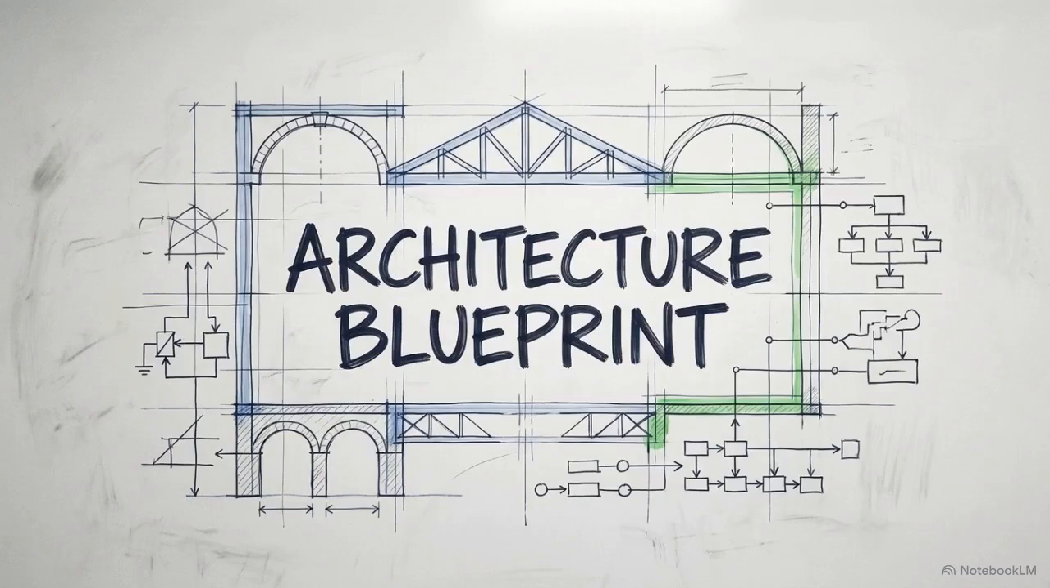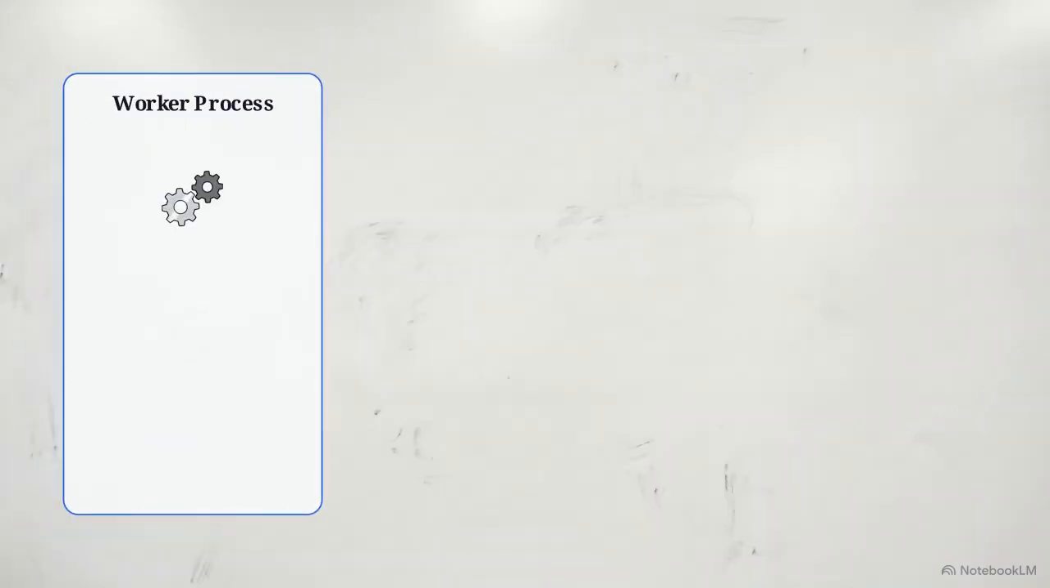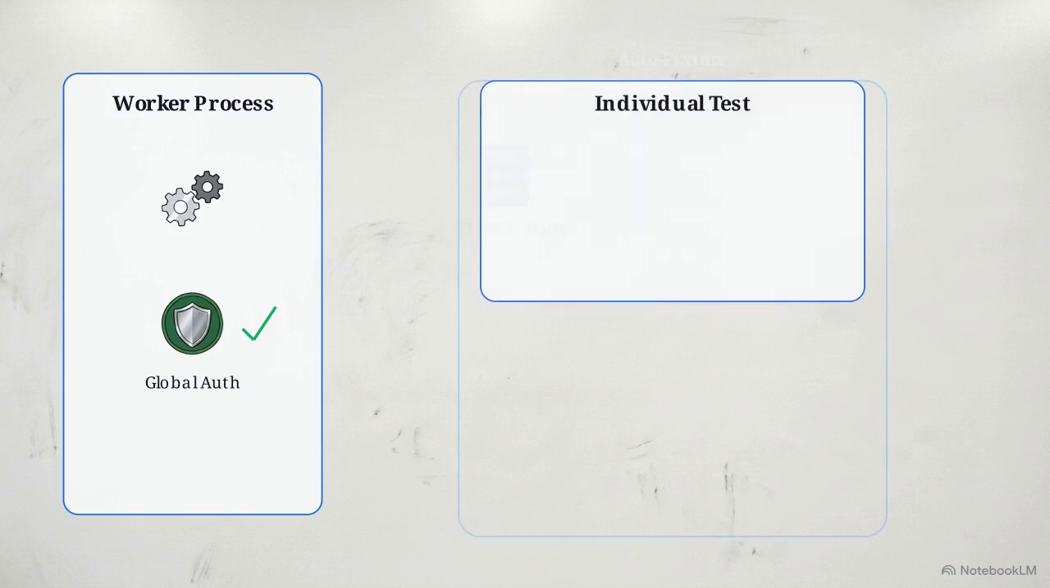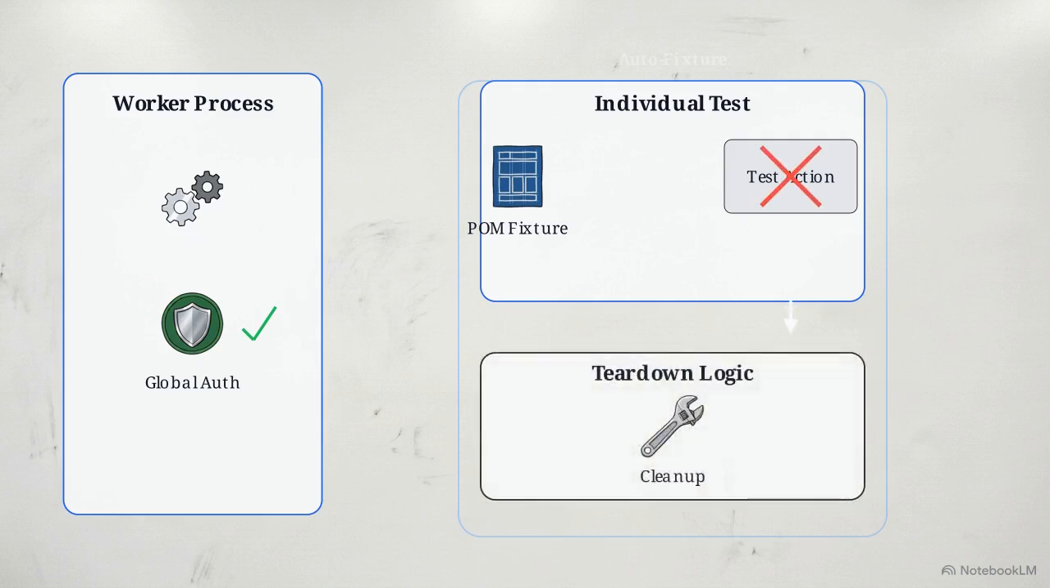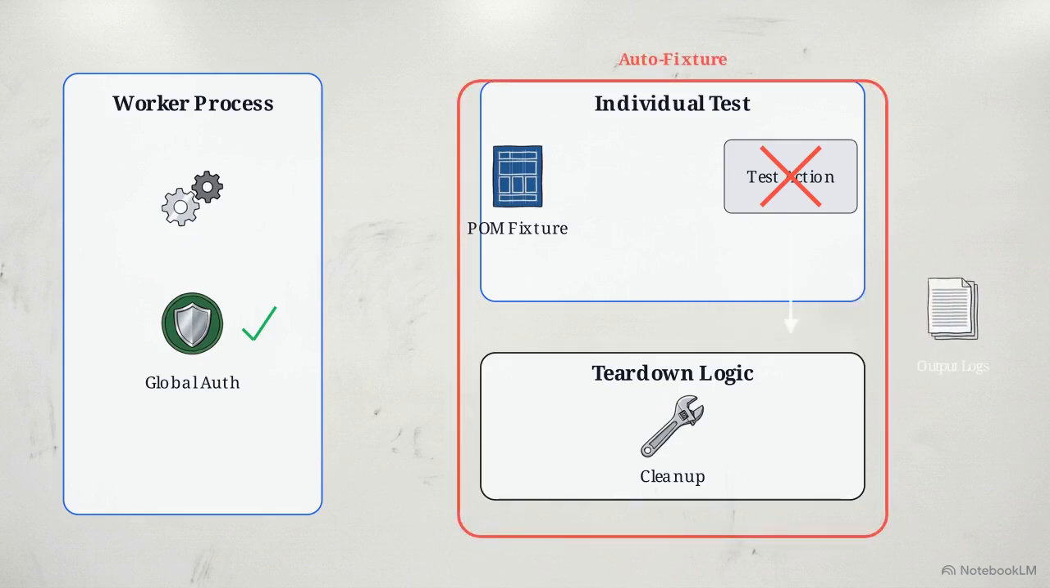Let's look at the final execution flow. The process starts when the worker spins up and executes the authentication fixture once to handle the sign-in state. The individual test then takes over, receiving the page object fixture and performing its specific actions. If the test encounters a failure, the teardown logic begins. Finally, the auto fixture detects that failed state in its teardown phase and processes the logs for the report.